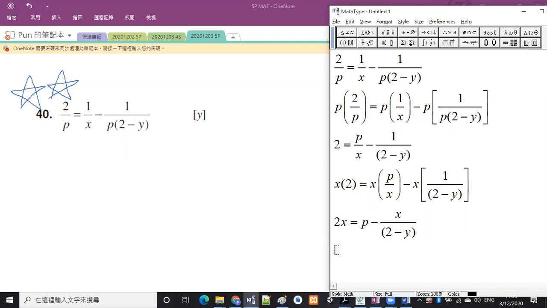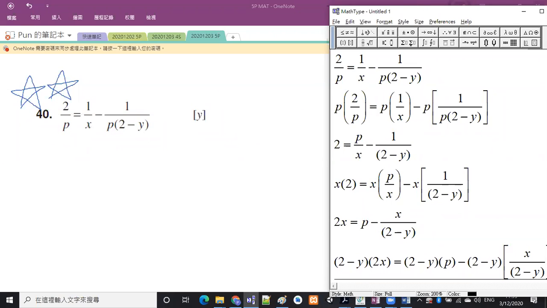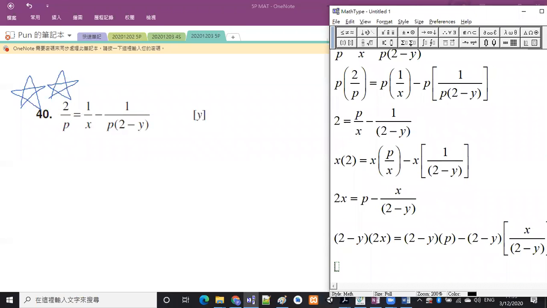So we need to multiply 2 minus y to every term in the equation. Okay, it's equal to 2 minus y times p minus 2 minus y times x over 2 minus y. Okay, and then just remove all the brackets. So 2x times 2 is 4x minus 2x times y is 2xy. And then for the second bracket, p times 2 is 2p minus p times y is py.